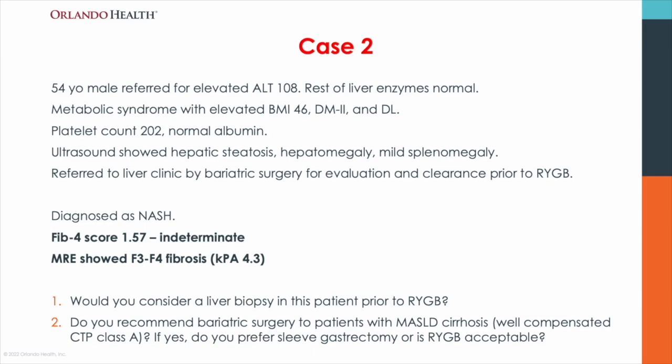So in this patient, with the indeterminate FIB-4 and MRE showing advanced fibrosis, would you consider a liver biopsy? The second question would be, would you recommend bariatric surgery to patients with advanced fibrosis or cirrhosis, if they are well compensated, Child-Pugh class A? And if yes, do you prefer a sleeve or is a gastric bypass acceptable?